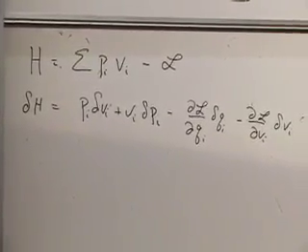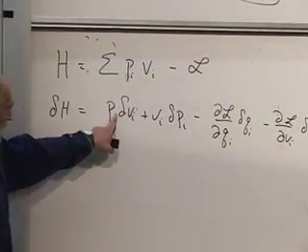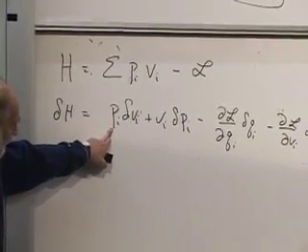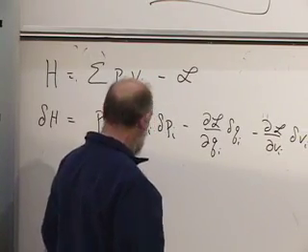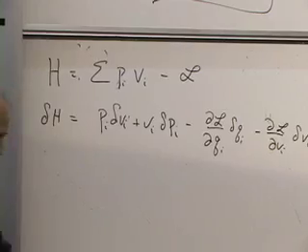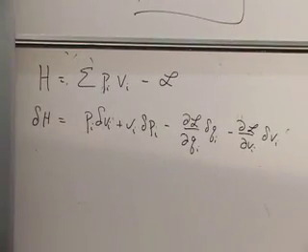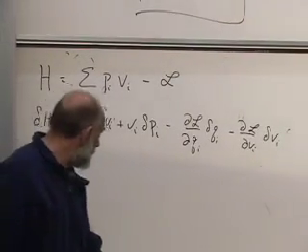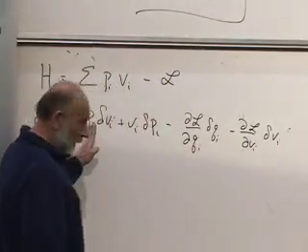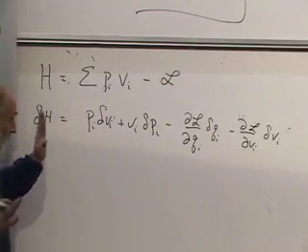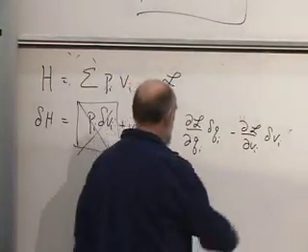Okay, now, first of all, what cancels? The things multiplying delta v cancel. Why? Here you have p sub i, and here, the derivative of L with respect to v sub i, that's p sub i. Definition of p sub i. The derivative of L with respect to v sub i, that's how we define canonical momentum. Gone, gone.